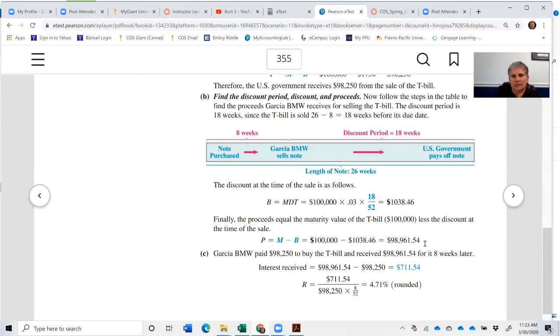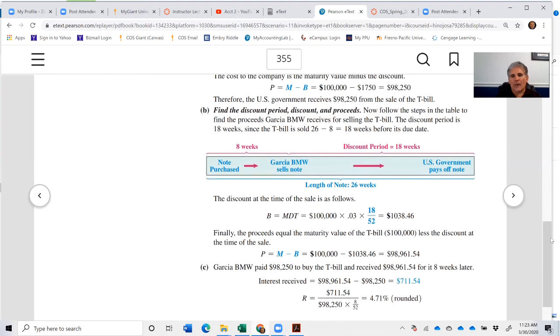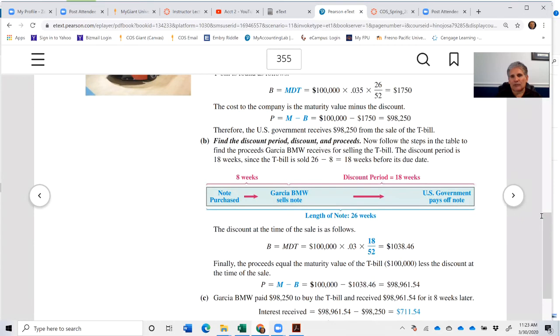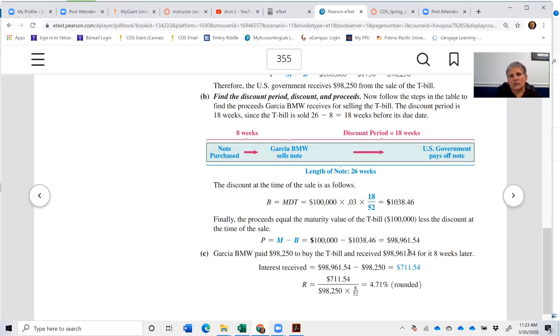Now the question becomes, did Garcia BMW make any money on this investment at all? And in fact, they did, because they paid originally, let's go back up, $98,250. What did they get? They got $98,961.54. So this is the money that came in. They're going to subtract what they paid for it, $98,250. And so they made $711.54 in interest.